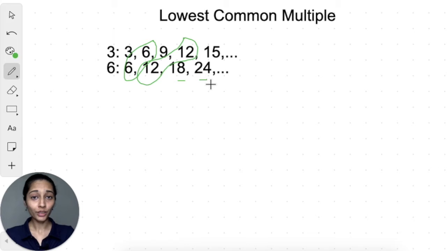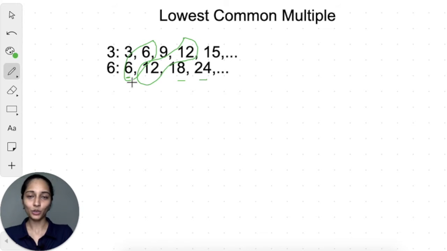But what do we need to find? We need to find lowest common multiple. What is lowest common multiple? The number which is the smallest in the multiple, and that is 6. 6 is a multiple of 3 and 6. 6 is a common multiple of 3 and 6, and 6 is the lowest common multiple of 3 and 6. So 6 will be our answer.